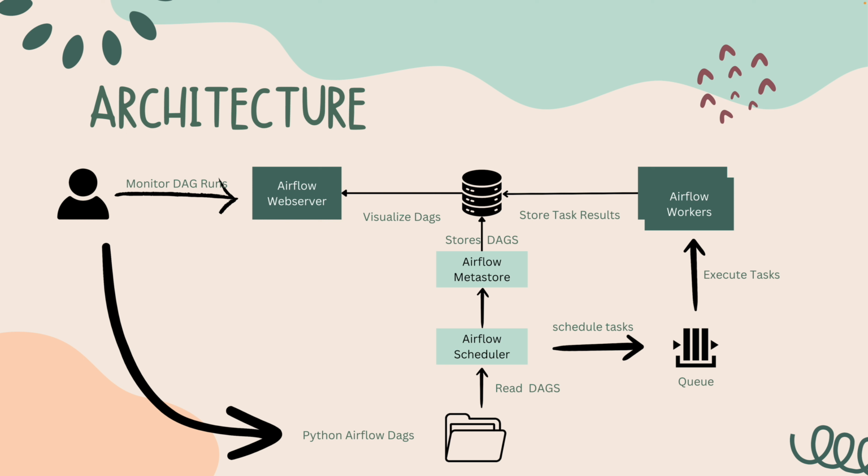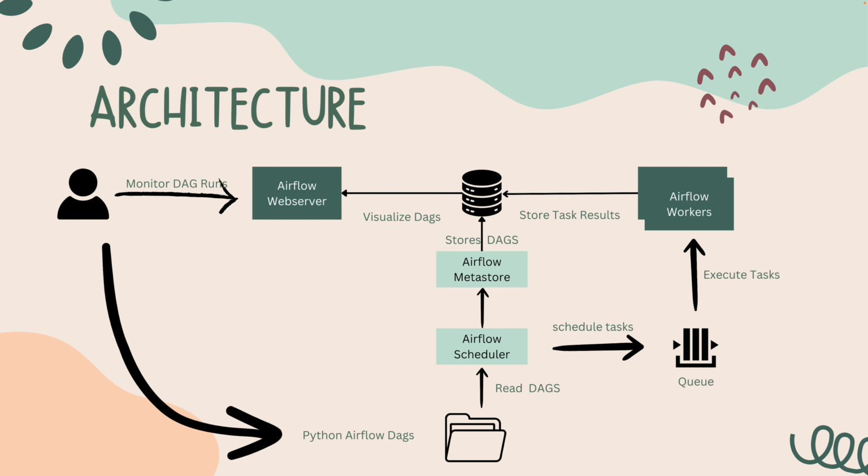It also has an Airflow metastore. It's more like a SQL database where it saves serialized DAGs, and also saves the task results and status so that it coordinates among multiple upstream and downstream tasks for the dependencies, and also provides a user interface for a user to monitor their DAG runs or the results of a particular DAG. So this is all about an introduction to Airflow.